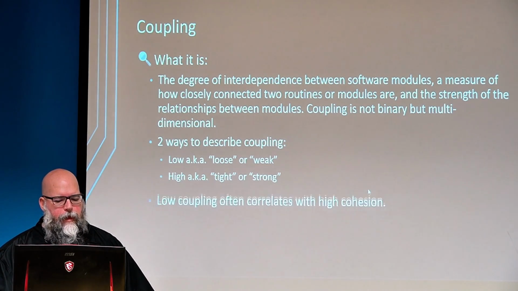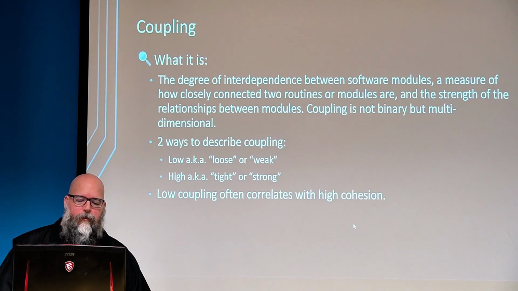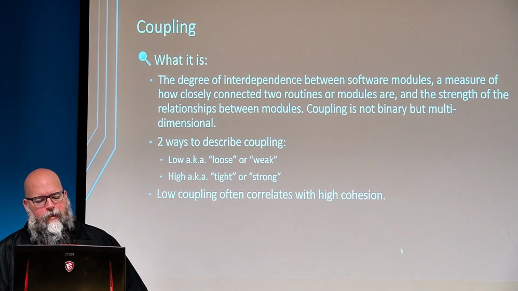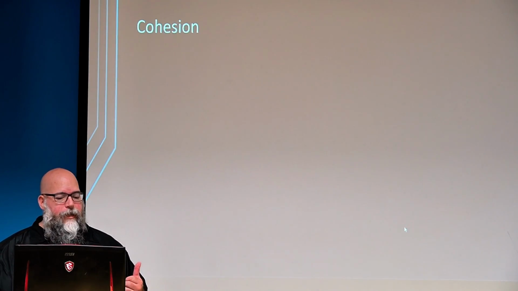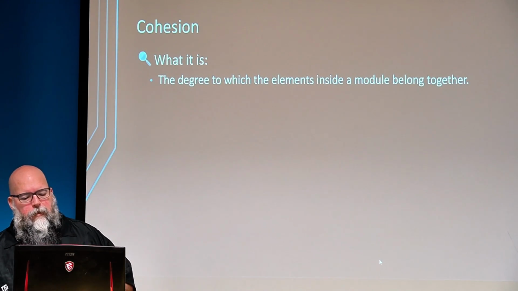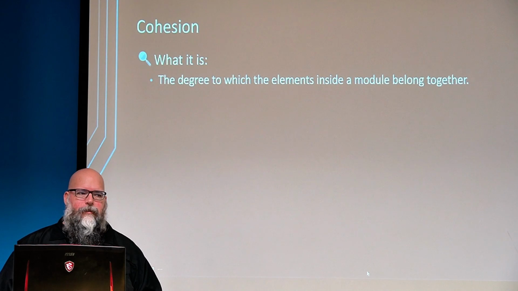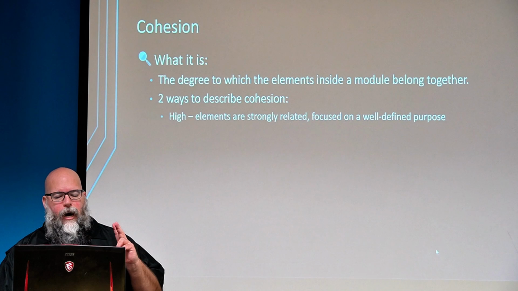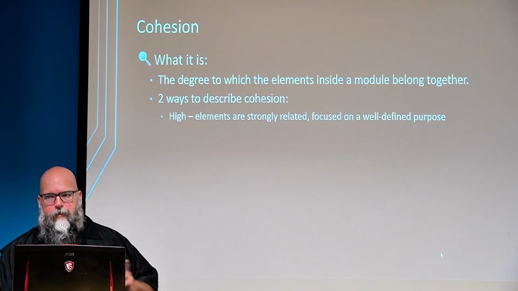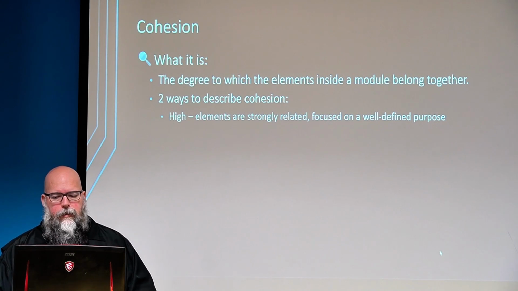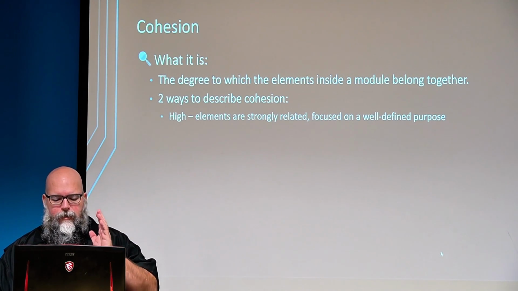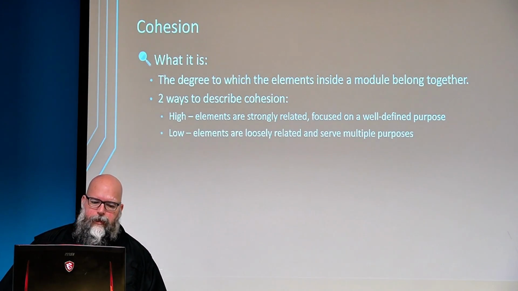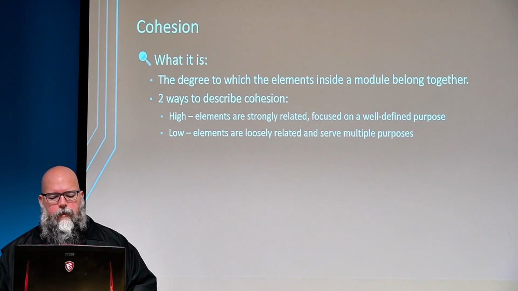All right. Now the next one here is low coupling often correlates with high cohesion. So the next question you might have is, what is cohesion? Cohesion is the degree to which elements inside a module belong together. There are 2 ways to describe cohesion. High means elements are strongly related and focused on a well-defined purpose. Then you have low cohesion, which means the elements are loosely related and serve multiple purposes.